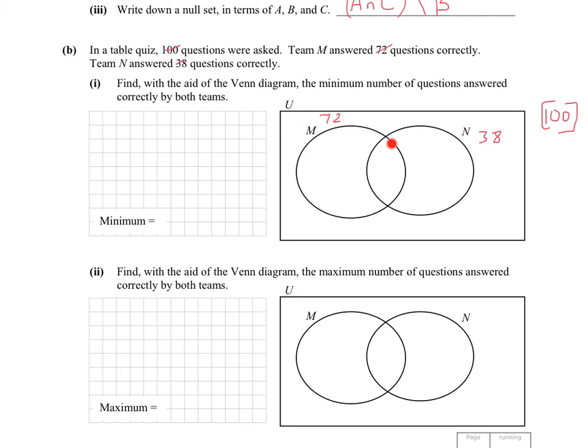So what's the smallest number I could possibly put in this section here, such that the mathematics of it will still add up and the entirety of the universal set will remain as 100? Well, I can't put 0, because if I did, then I'd have to say 72 were answered by M only and 38 were answered by N only. And as I've already said, those numbers don't add up to make 100, they actually add up to make 110. So that's not an option.